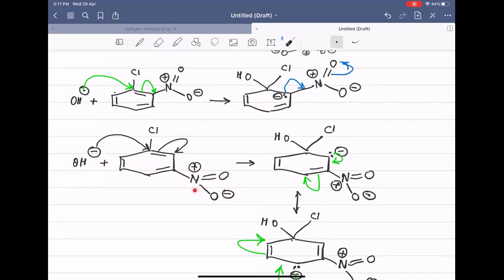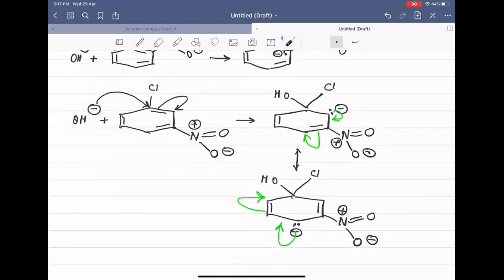Nitro in meta position. So OH nucleophile attacking, lone pair is here now, right? This lone pair and this pi bond are conjugated, so lone pair becomes a pi bond. So here you have a pi bond and pi bond becomes a lone pair. So you have this. Okay.